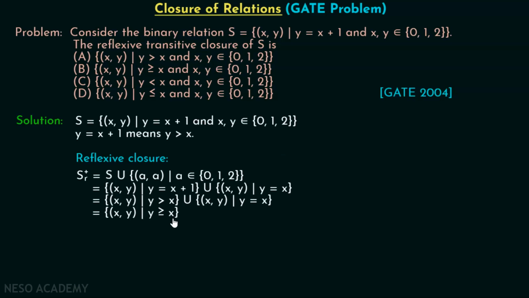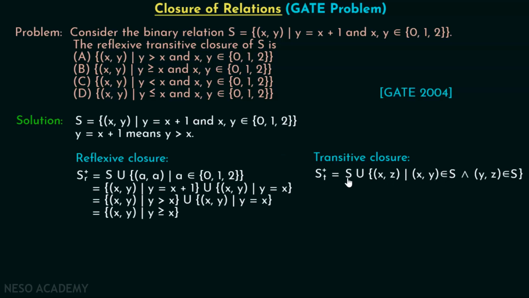Is that okay? Now let's find the transitive closure of binary relation S. The transitive closure of binary relation S, denoted by S^T+, is equal to S union the set of all ordered pairs (x, z) such that (x, y) must belong to S and (y, z) must belong to S. Let's take the union of these two sets.